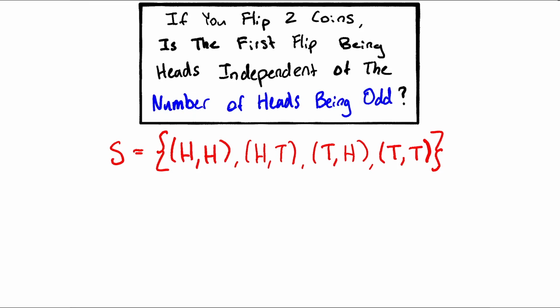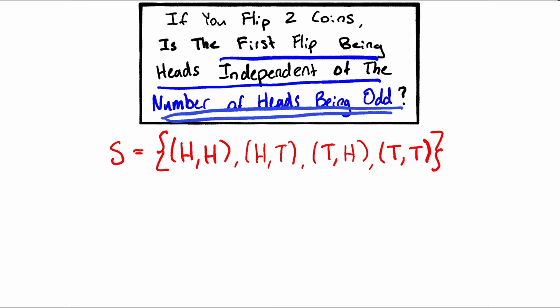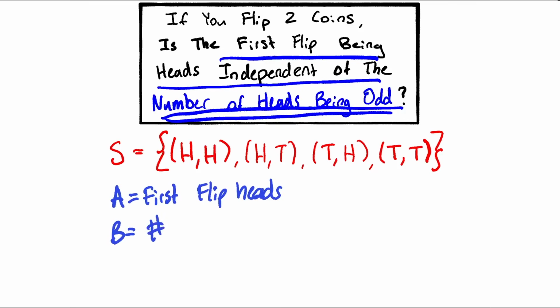Now, along a similar vein, let's try another example. If you flip 2 coins, is the first flip being heads independent of the number of heads being odd? So again, let's say A is the first flip heads, and now let's define B as the number of heads are odd.